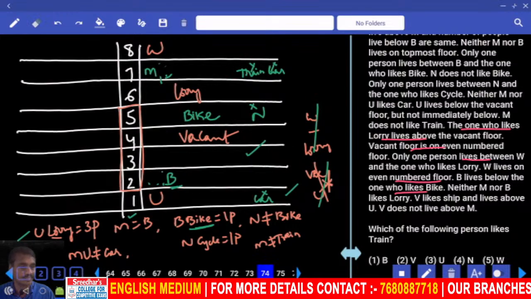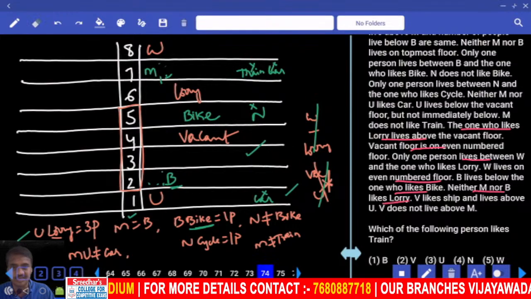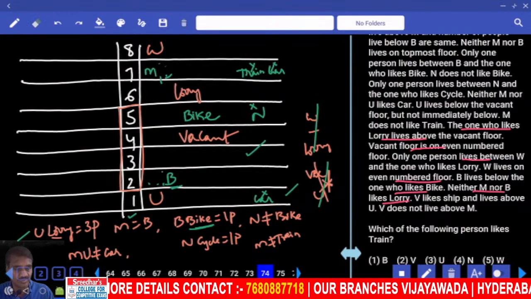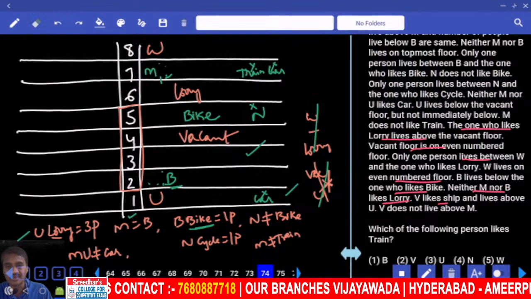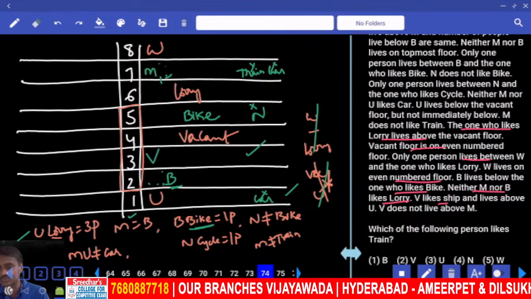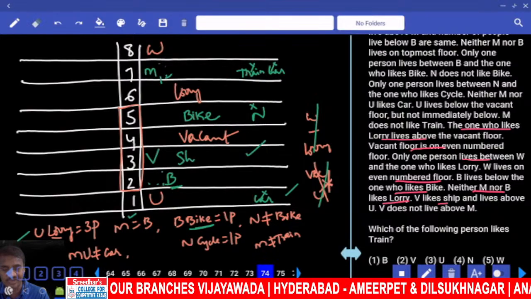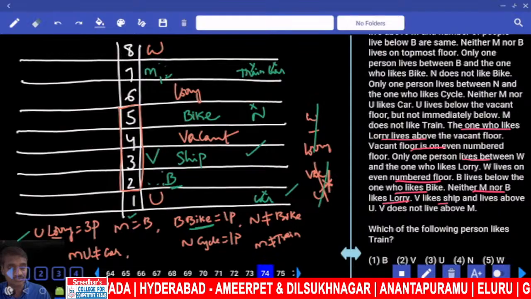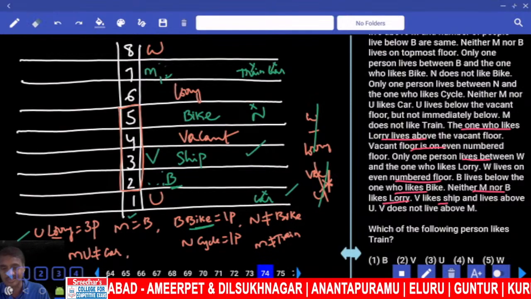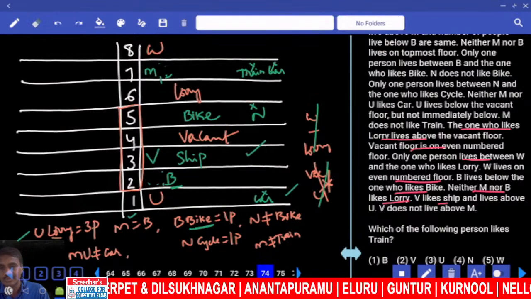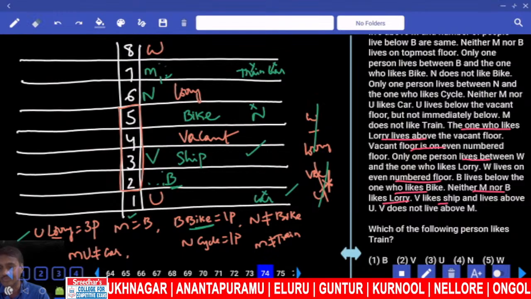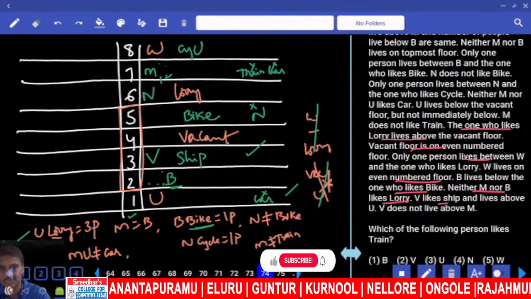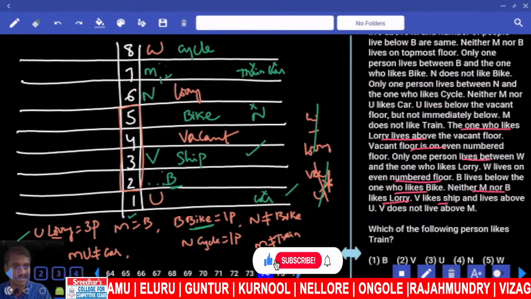U is cycle. Neither M nor B likes lorry. My next one: V likes ship. Now V likes ship. Where should this be? V must be here. And if V likes ship, then where should this one go? N and cycle. N cannot be, and N must be on the 6th. If N is here, cycle must be on the top. Cycle on the top.